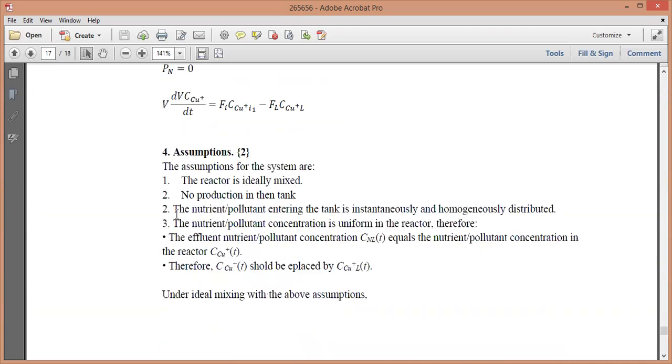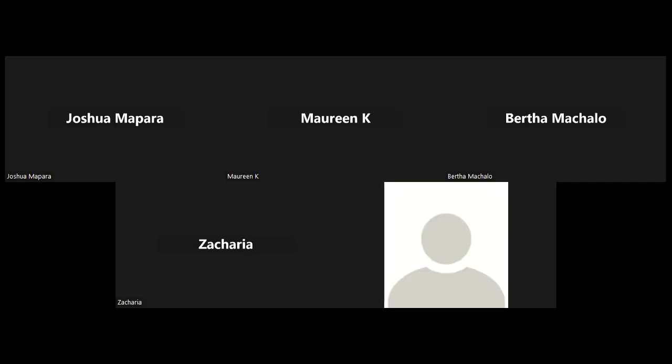Assumptions in the system: the reactor is ideally mixed, no production in the tank. Nutrient pollutant entering the tank is instantaneously and homogeneously distributed.